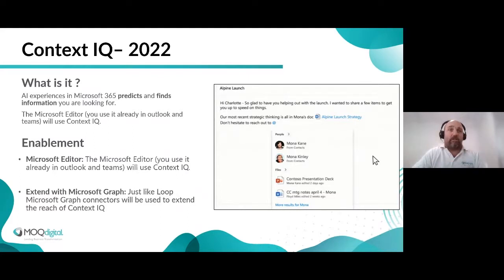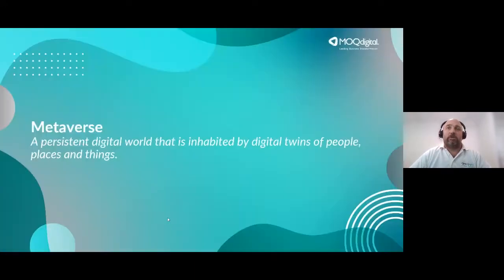What you want to do is, as you're writing the email, based on your context, be able to pull in the information that's correctly relevant at that time. And that's what Context IQ is aiming to achieve for us, also to be released in 2022.